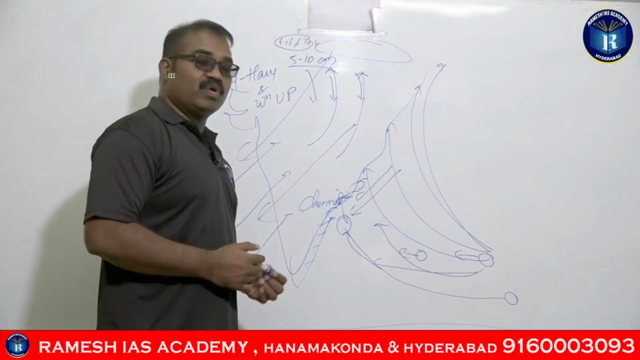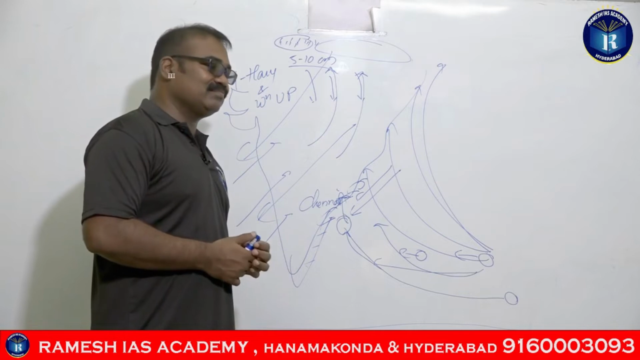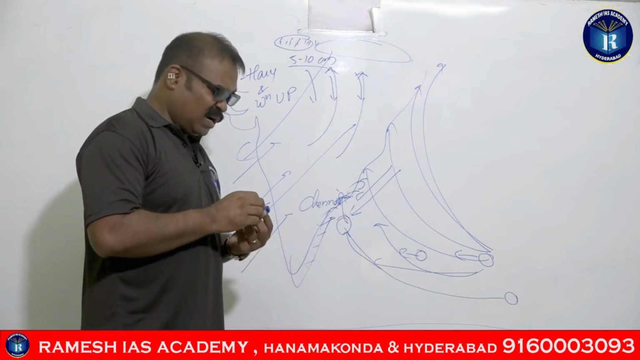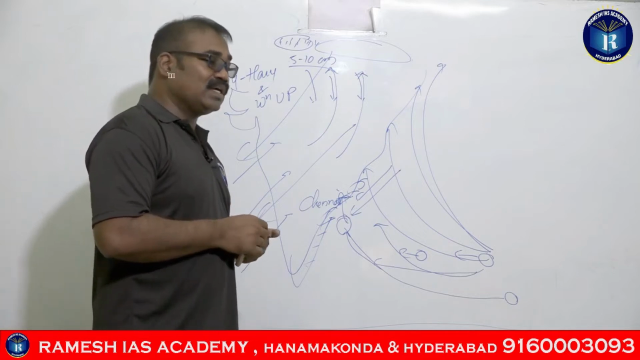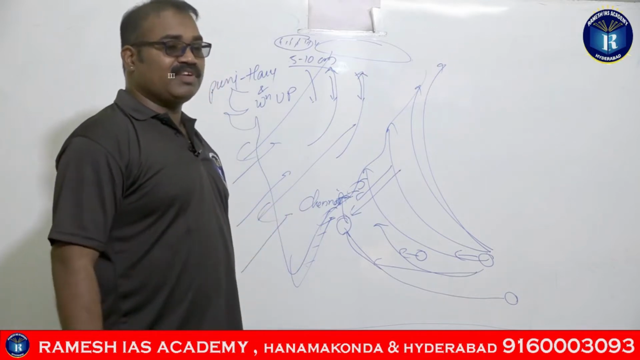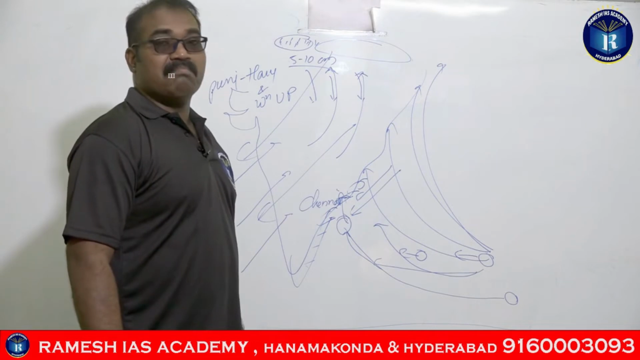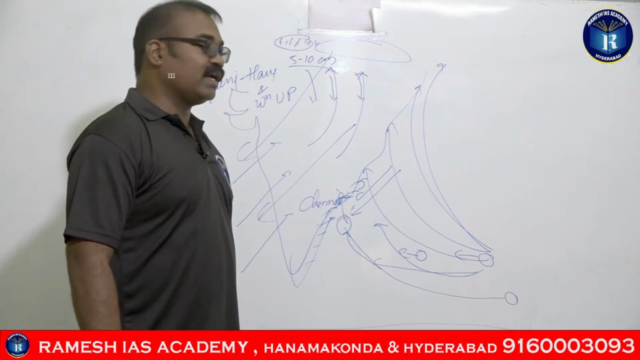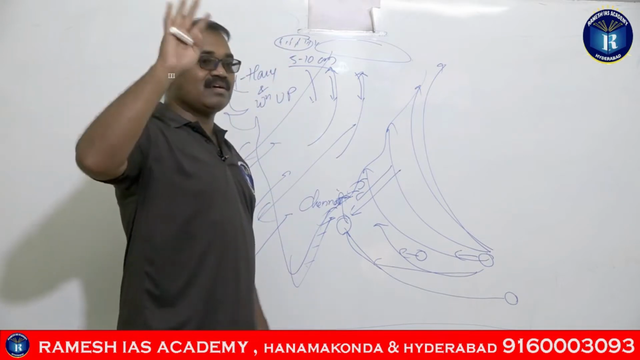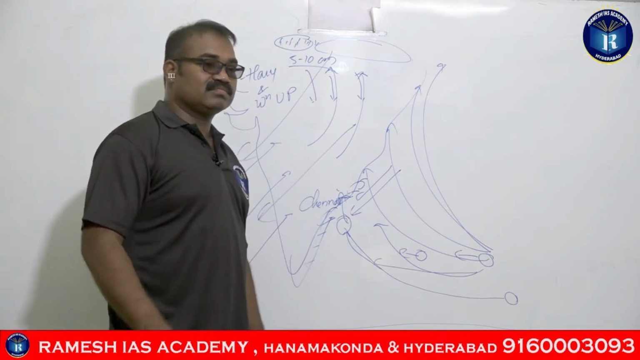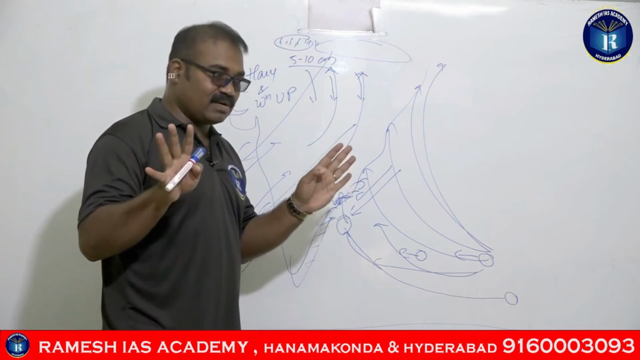Next, the fourth season, the cold dry season. That is extending from 15th of December to 15th of March, right? This season is associated with clear skies. All the clouds are gone, and the skies will be clear.